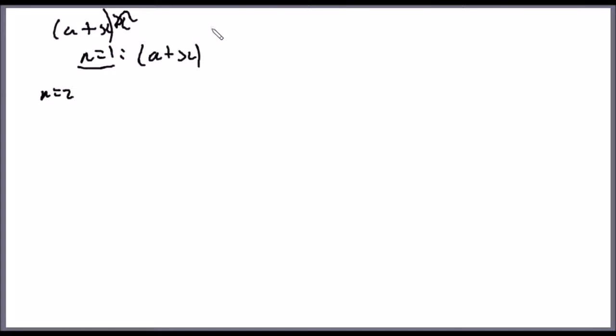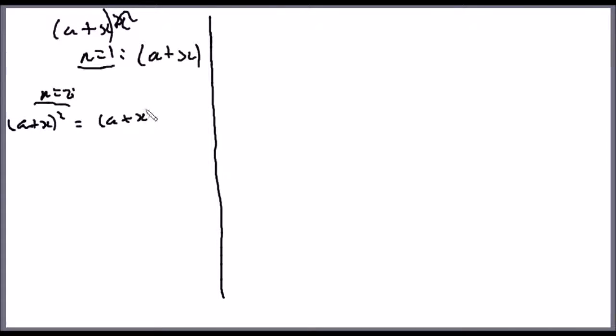n equals 2. I might just draw a line there. So (a + x) squared, which equals (a + x) times (a + x), which is a squared plus 2ax plus x squared. All right, n equals 3. This is going to be interesting.